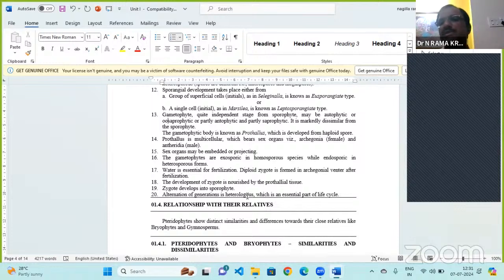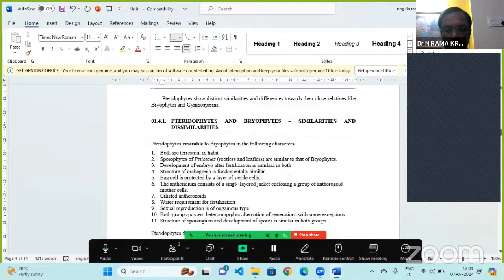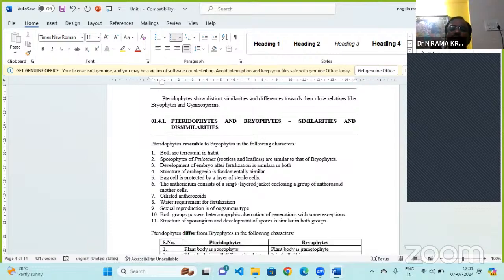So this is a little bit of the general characters of pteridophytes. And here, one of the most important points is this: what is the relationship between bryophytes and pteridophytes? Before that, sir, all the pteridophytic groups come from the bryophytes, somebody says. That's why, what are the similarities between bryophytes and pteridophytes?